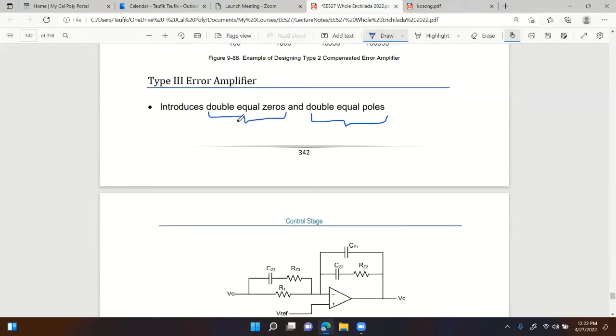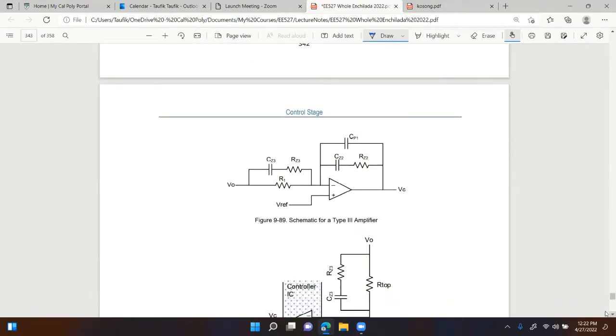Go back here. So again, it introduces double equal zeros and double equal poles. Now you know where they are in the gain plot. Again, the double equal zeros give you the +1 from the -1 at low frequencies, and then the double equal poles give you the -1 after the double zeros. All right. This is how the circuit looks for type 3.